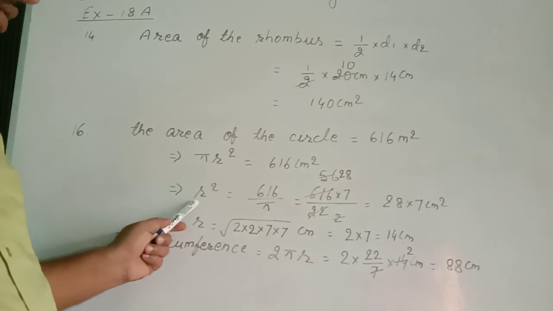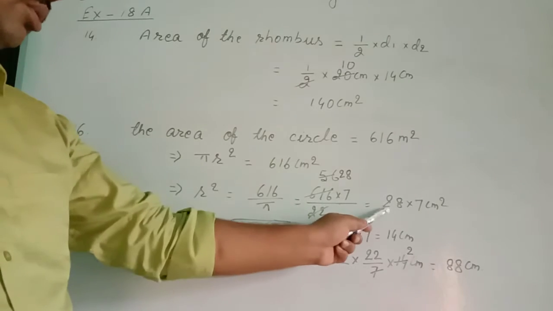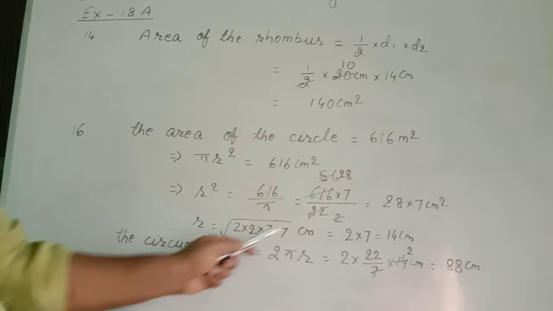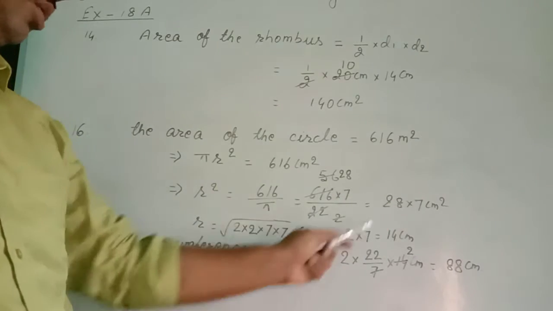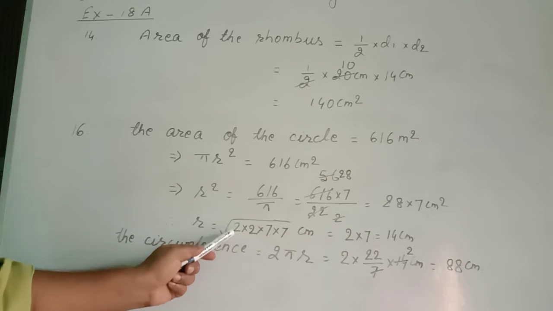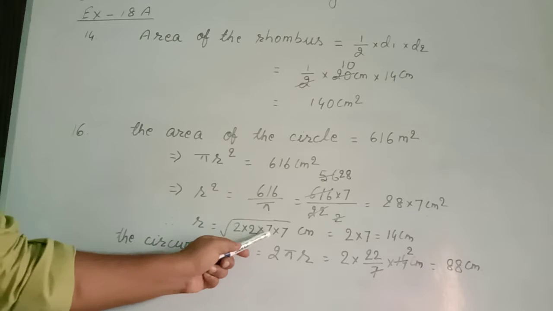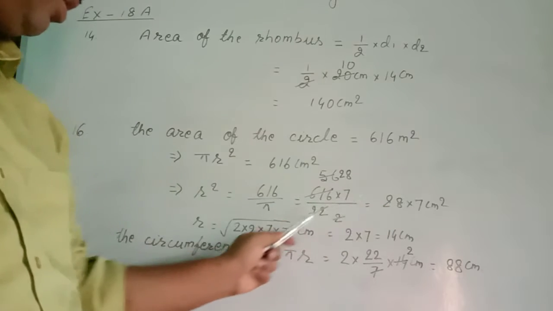Now this was the value of r square. R square equals 28 into 7 centimeter square. So r equals square root of 28 into 7. 28 is written in this form, 2 into 2 into 7. So this became 28, 2 2 is 4 into 7, 28, and this 7 is written here.